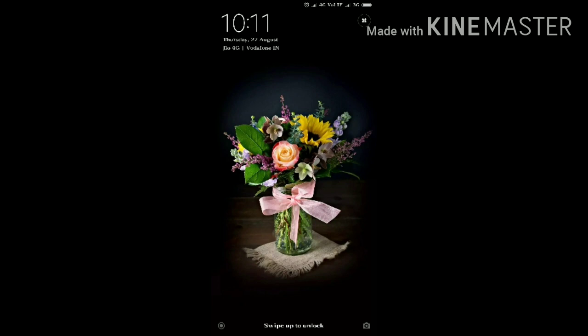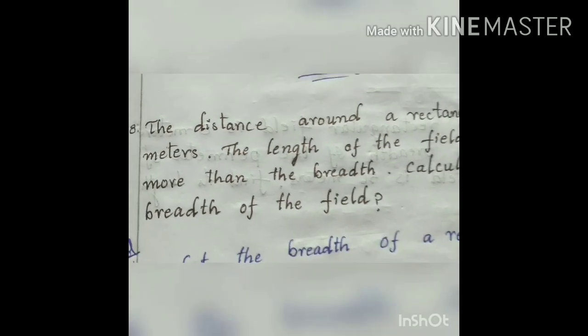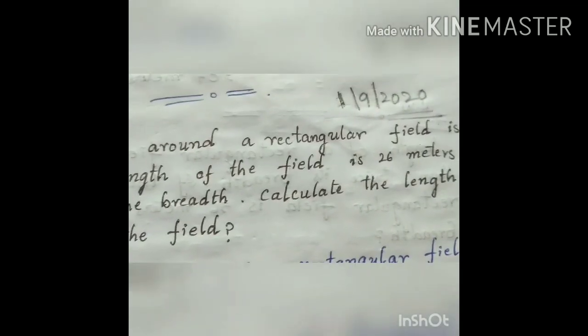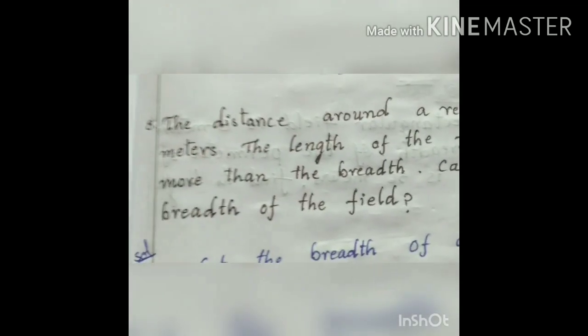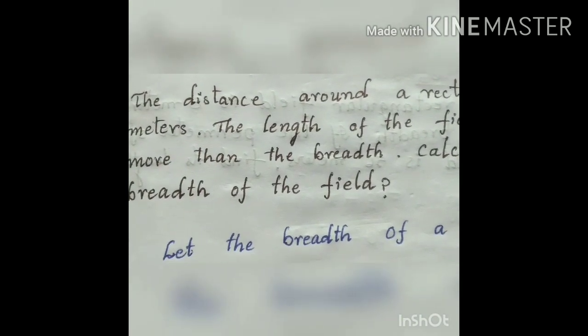Now I have started the continuation classes, chapter 2, linear equations in one variable. Exercise 2.2. Up to 6 problems completed. Now start the eighth problem. The distance around a rectangular field is 400 meters. The length of the field is 26 meters more than the breadth. Calculate the length and breadth of the field.